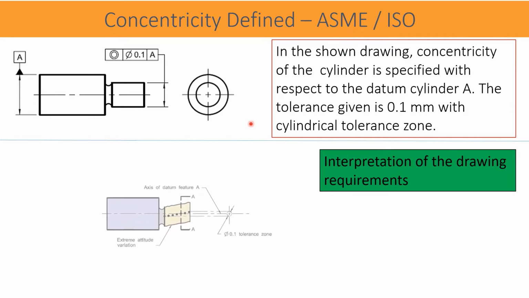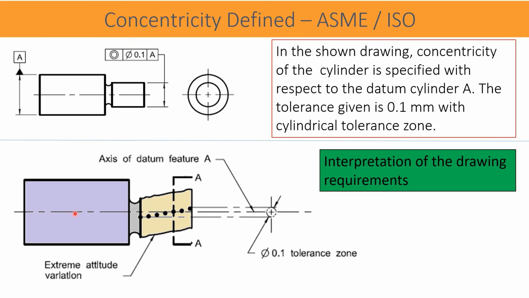The axis of the datum cylinder is extended up to the end of the tolerance feature. Here, the tolerance feature is the smaller diameter cylinder. Around the axis, a diametrical tolerance zone of diameter 0.1 mm is created. This tolerance zone is for the concentricity control. It means all the median points of the tolerance cylinder should lie inside the diametrical tolerance zone.